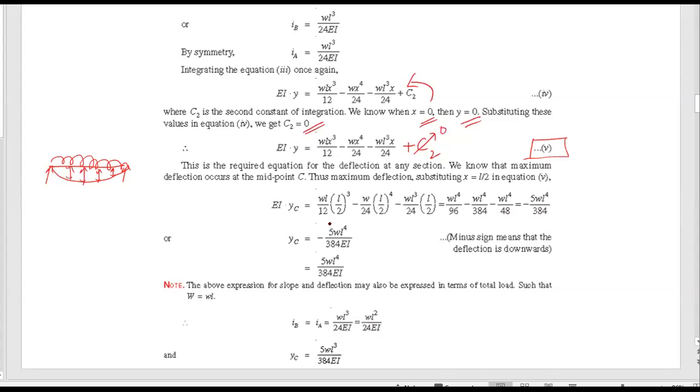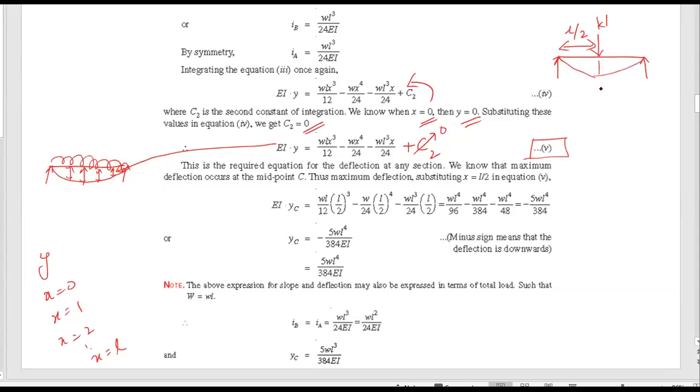To attain it, the same formula needs to be used, substituting x equal to 0, x equal to 1, x equal to 2, and so on, up to x equal to L. So we can find the deflection at any point. The deflection here is maximum at the center, since if I convert this UDL into a point load, it acts at the center. Therefore, the deflection will be maximum at the center of the beam.